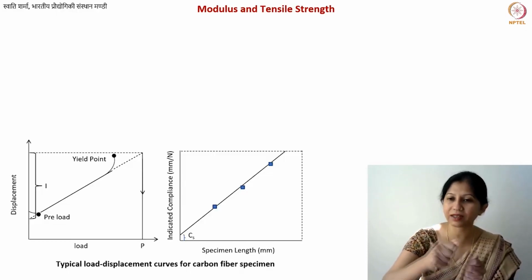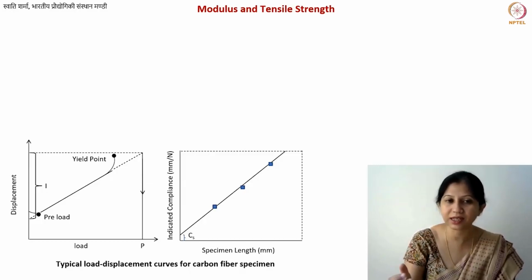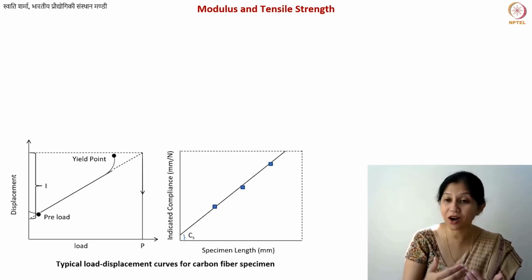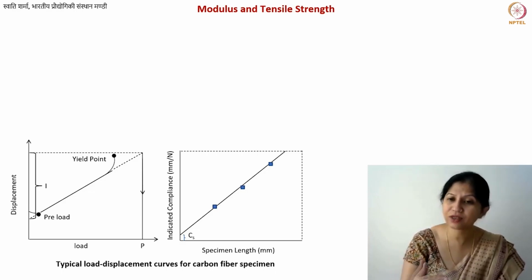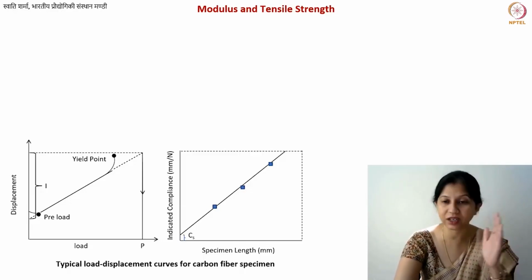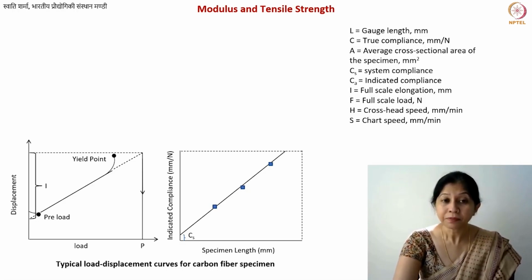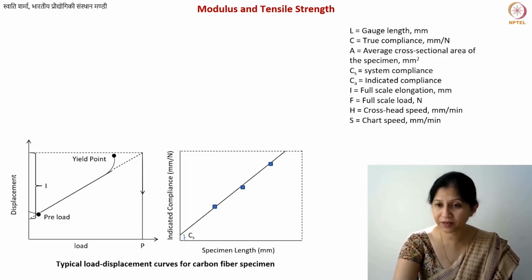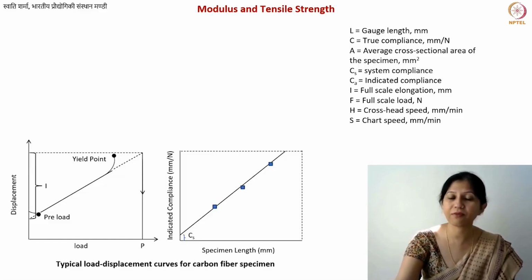Typically you will get an elastic sort of behavior. As you increase the load, the displacement will also increase, and at some point, the yield point, your fiber will not behave elastically anymore, and soon after that you will have the fracture. Unlike the viscoelastic polymer where you have a larger region of strain hardening, that is not the case with carbon fibers. Only if at all you see it, it's not going to be very significant. So these are the kind of curves that you will get from your machine.